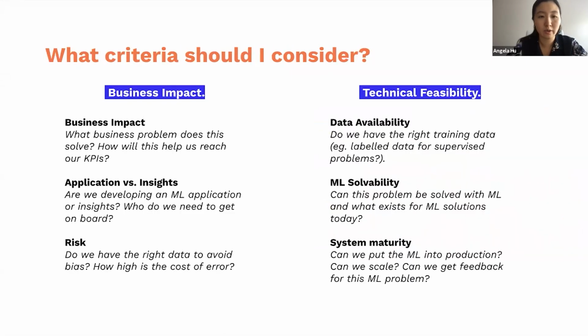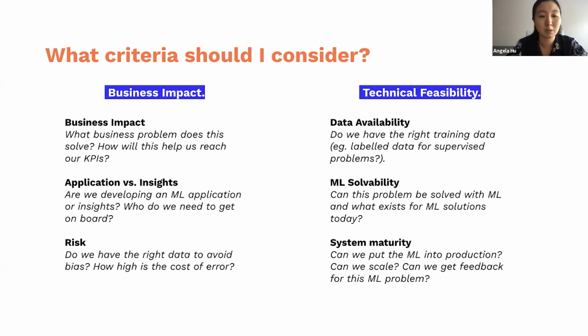So if we look at the criteria that we should be considering on each of these two pillars, the first pillar to look at is the business impact. And so some of the criteria here that I usually like to consider is, what is the actual business problem that we are solving, and what is the impact that we would have on our KPIs?